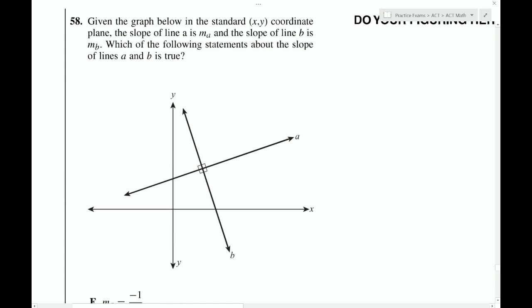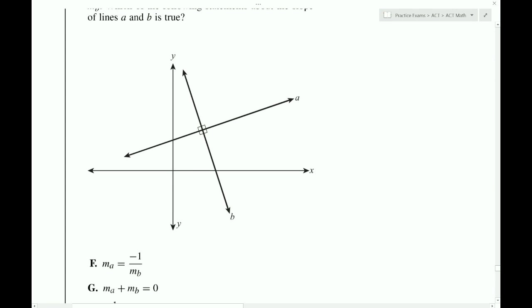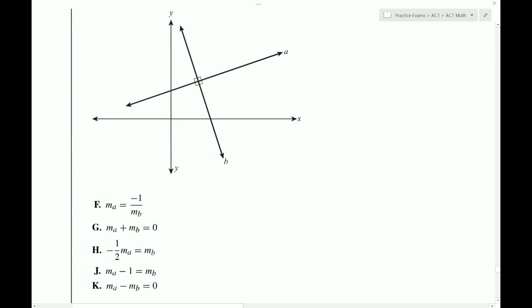Given the graph below, the slope of line A is m sub A, the slope of line B is m sub B. Which of the following statements about the slopes of the lines is true? Okay, well, let's see. Let's make up a slope for A. Let's call this 1/2, right? It looks like it might be about a half.